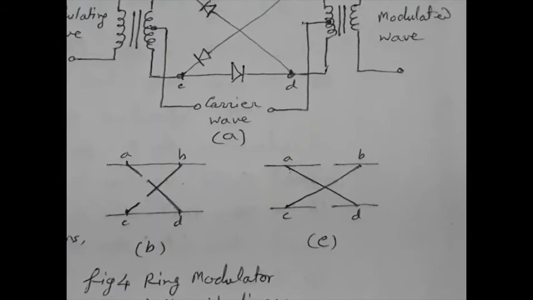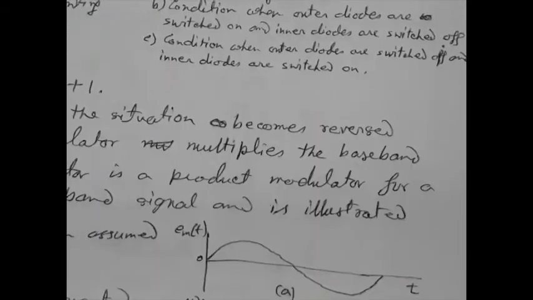So under this condition, the modulator multiplies the baseband signal em(t) by +1 when the carrier is positive, and by -1 when the carrier is negative. Thus, the ring modulator is a product modulator for a square wave carrier and the baseband signal, and we will try to understand this operation with the help of this diagram.